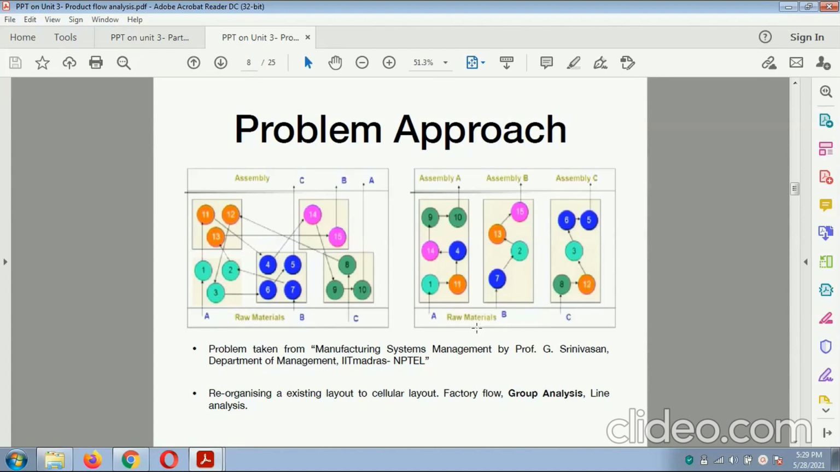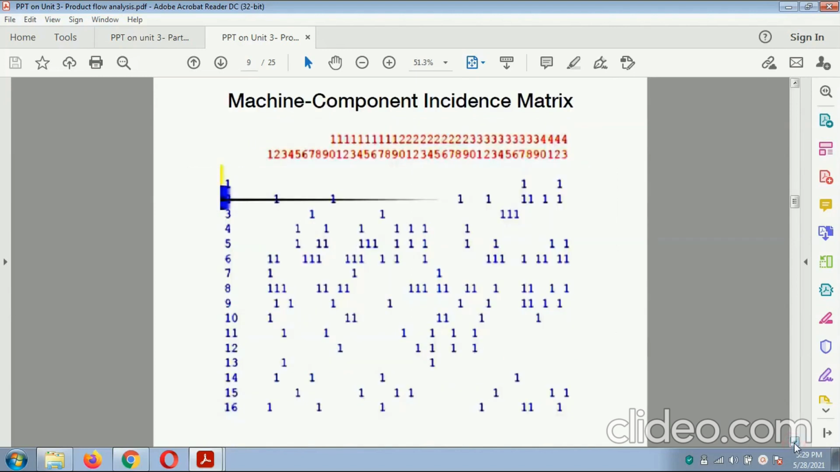Product A goes to machines 1, 11, 4, 14, 9, 10 and then to assembly A. Then B goes to 7, 2, 13, 15 and assembly B. C goes to 12, 8, 3, 6, 5 and then to assembly C. So this is the problem approach, the identification of the material with respect to the analysis. The product can go on machine number 8 three times.